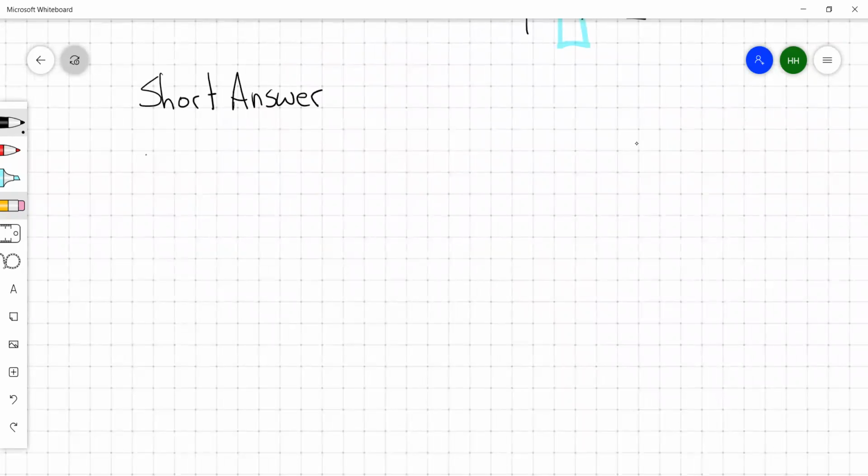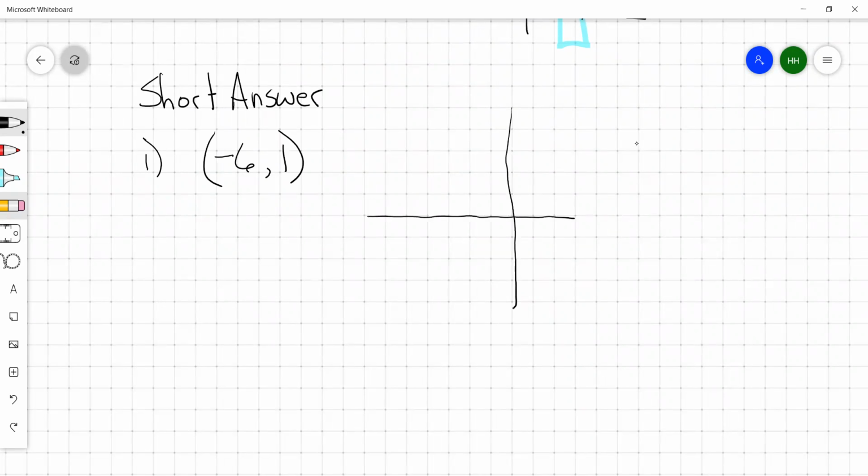And number 1 of the short answer asks you, write an equation for a vertical line that contains -6, 1. A vertical line that contains -6, 1. Well, if you had a coordinate plane and it had a point on it at -6, +1, it would be right here. A vertical line that goes through that point would look like this. And its equation would be x equals -6.